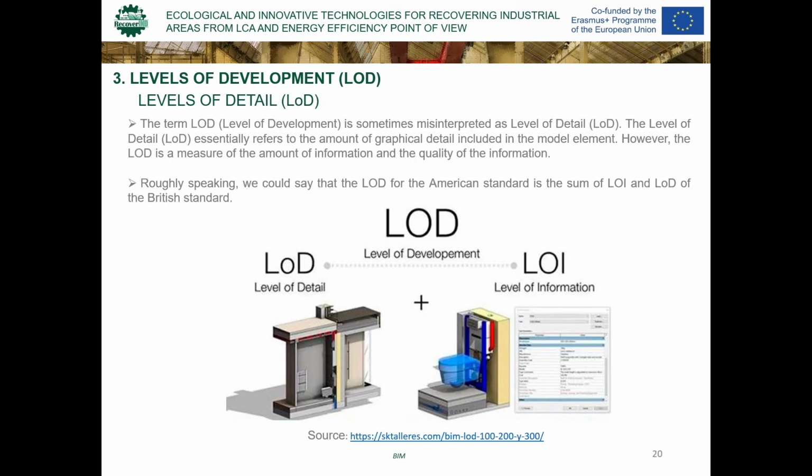The term LOD, level of development, is sometimes misinterpreted as level of detail, LOD. The level of detail essentially refers to the amount of graphical detail included in the model element. However, the LOD is a measure of the amount of information and the quality of the information. Roughly speaking, we could say that the LOD for the American standard is the sum of LOI and LOD of the British standard. The levels of detail are determined by letters A, B, C, or letters and numbers G0, G1, G2, depending on the country of origin and the definition to be considered.